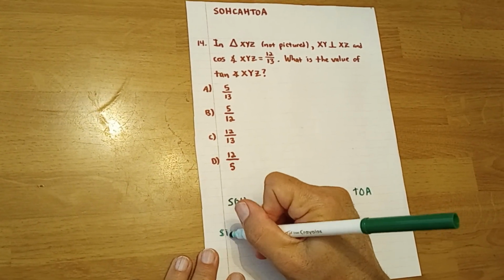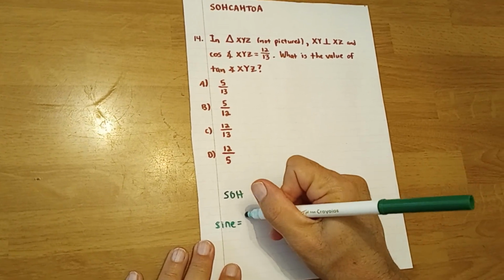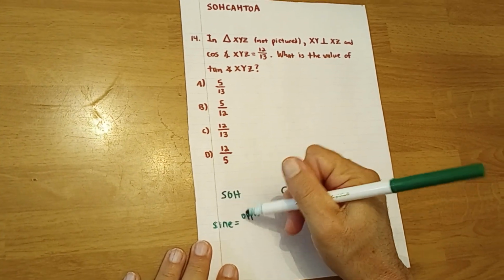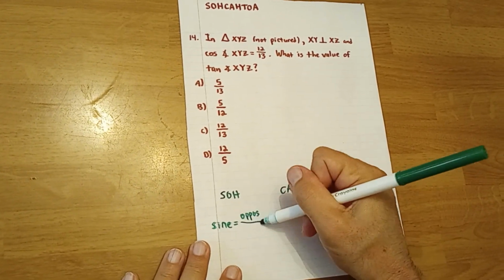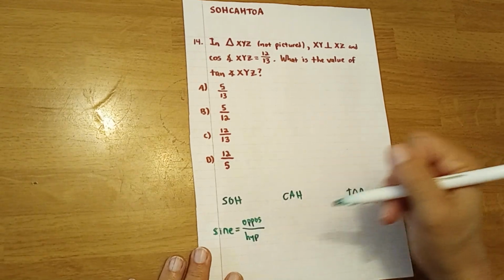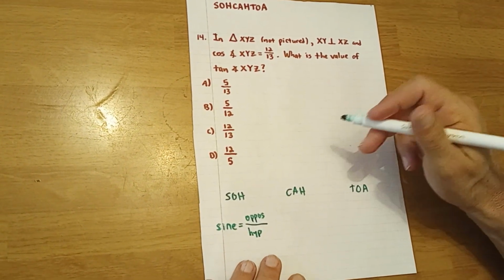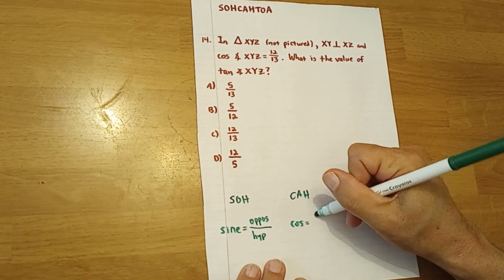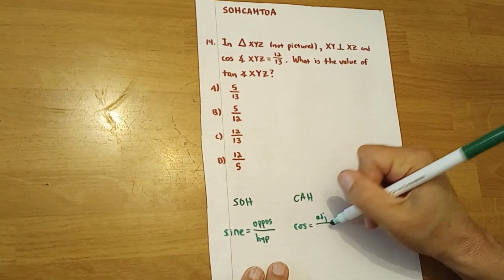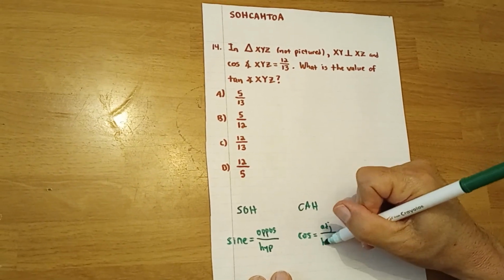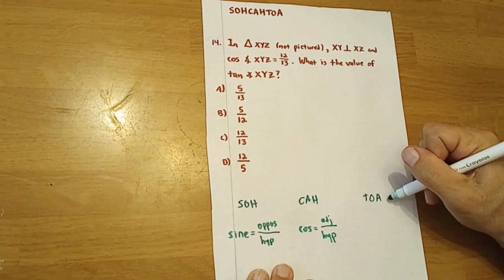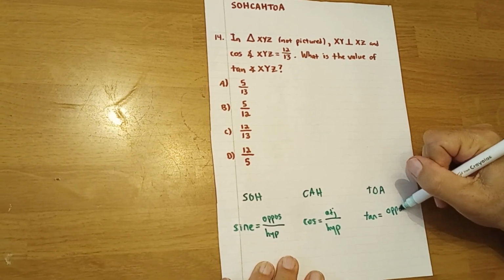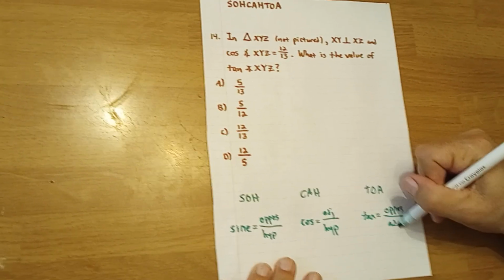So SOH means that the sine is going to be equal to the opposite side over the hypotenuse, which again is just the side opposite the 90-degree angle. The cosine will be equal to the adjacent side, which is again next to, over the hypotenuse. And TOA, tangent, is going to equal the opposite side over the adjacent side.